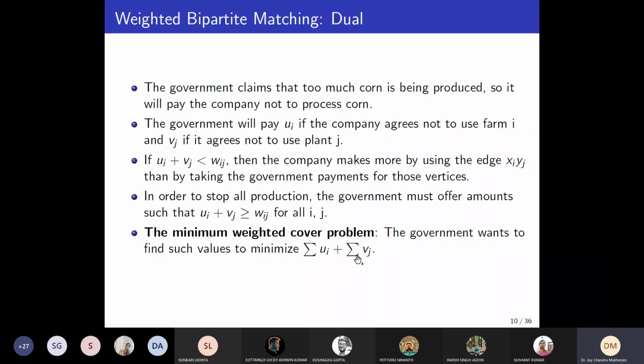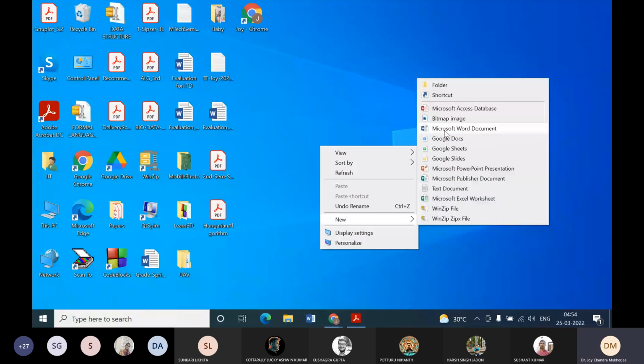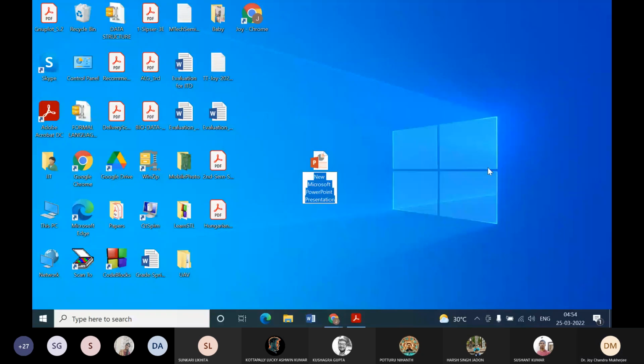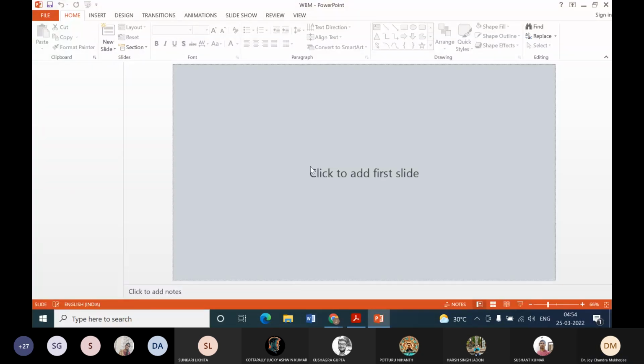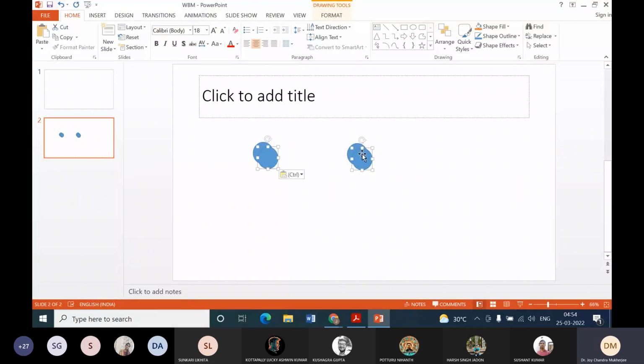So what are the values of the Ui's and Vj's that should be given by the government to the company such that the total of Ui plus Vj would be minimum? Let me give a smaller example here. Suppose I take 2 farms and 2 processing plants.